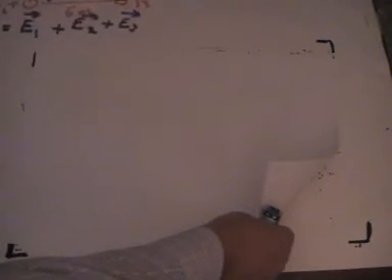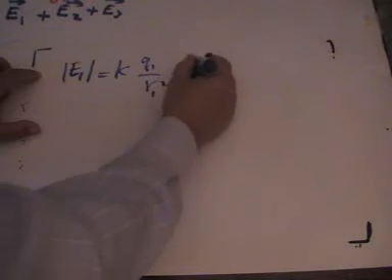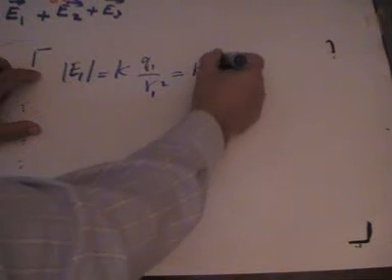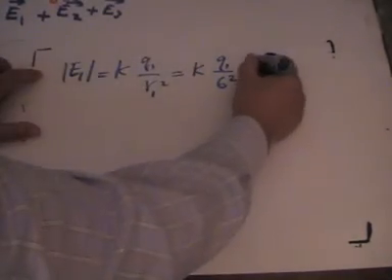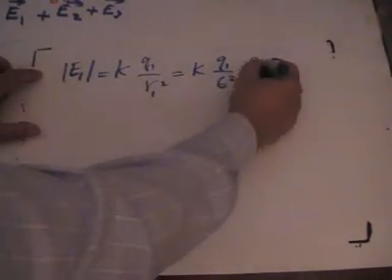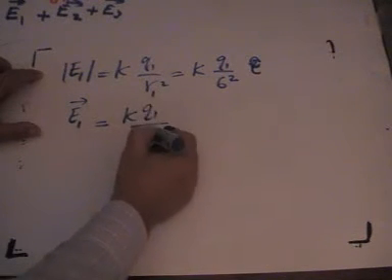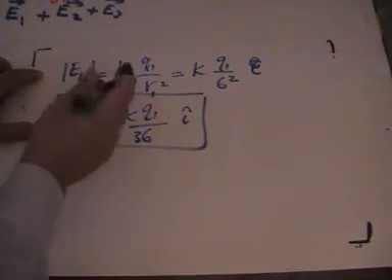First of all, I need to find the magnitude of E1, E3. So E1, the magnitude, is equal to K Q1 divided by the distance square, R1 square. Q1 is given. R1 is 6. So K Q1 divided by 6 square. Remember, these are in meters. So that's the magnitude of the electric field 1, and it is along i hat. Okay. So I can write the electric field as a vector, E1 as a vector is K Q1 divided by 36, and it's along the i hat. That's my first E1, the first field.